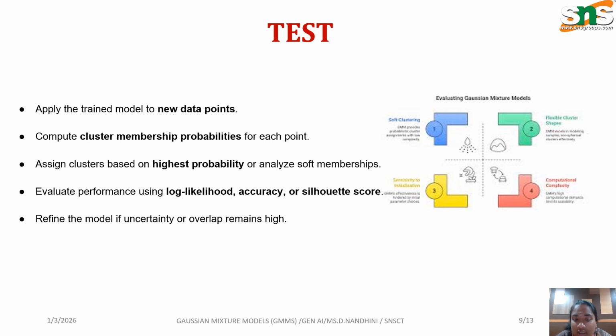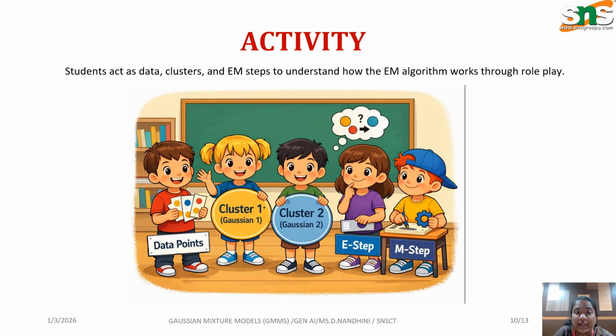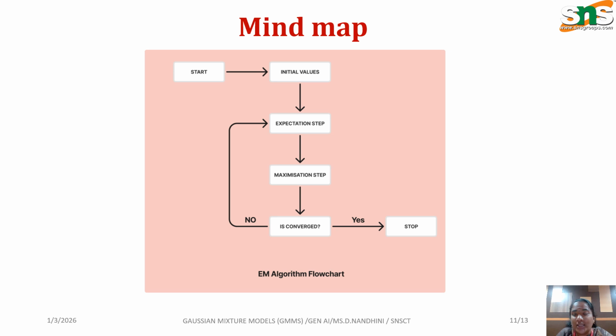If the performance is not satisfactory, we adjust the number of Gaussian components and fit the model again. This iterative testing helps improve the accuracy of the Gaussian mixture model. So we are conducting some activities, and a mind map is shown.